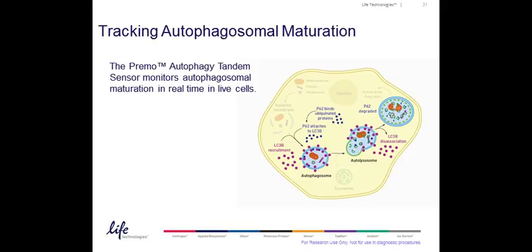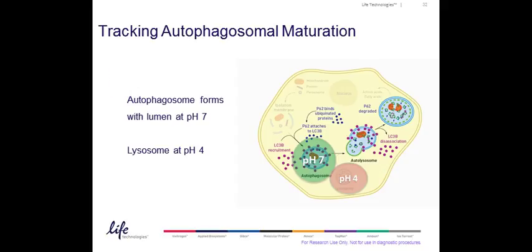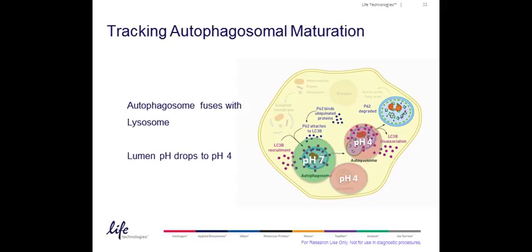Another key process in autophagy is the maturation of the autophagosome to the autolysosome. We've developed a tandem sensor that allows that maturation to be visualized in live cells over time. This sensor works on the basis of a differential pH between the autophagosome and the autolysosome and lysosome. The autophagosome forms with a lumenal pH of around 7. The lysosome itself has a pH of around 4. As the autophagosome fuses with the lysosome, the pH of the LC3B-positive structure drops to that of the lysosome, so around pH 4.